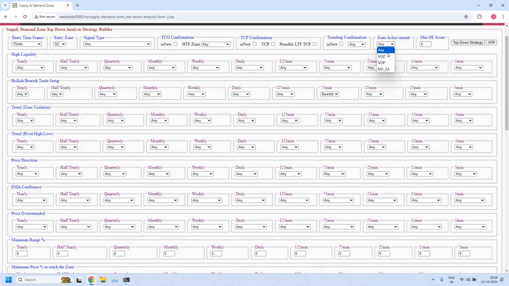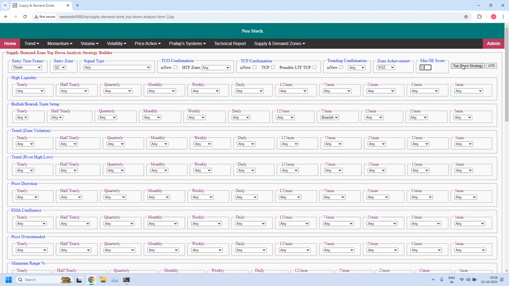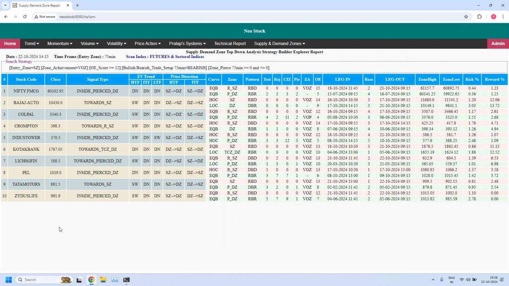Zone achievement is violated, opposing zone, minimum order hands score 12. All the three filters are applied to the 75 minutes supply zone. So let's verify. We got 10 stocks. All these 10 stocks are currently supporting bearish trade setup for weekly income trade, that is entry time frame 75 minutes, 75 minute supply zones.